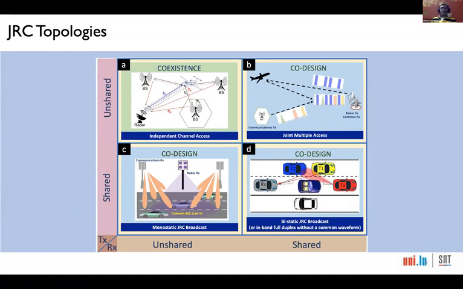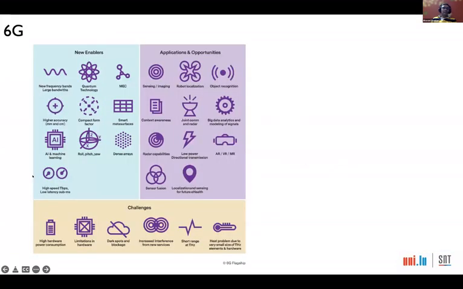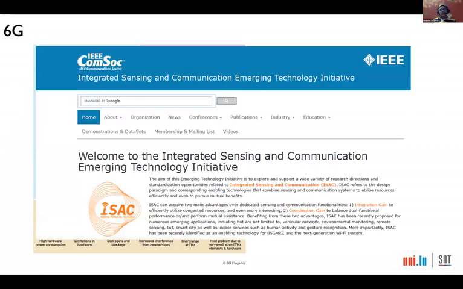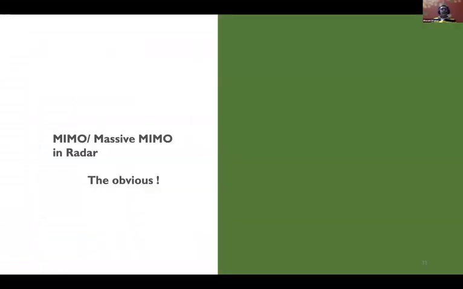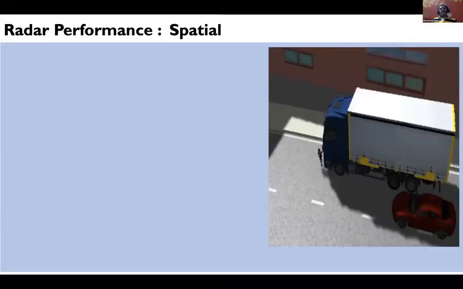Okay, and as has been mentioned already, in 6G this joint radar communication is being looked at. It is an interesting topic, and there is already an ETI in ComSoc for this. So, very quickly, if you look at massive MIMO for radar, the very obvious first thing we are going to look at is the radar performance in the spatial domain. We looked at the spectral domain with high bandwidth. So what happens in the spatial domain?